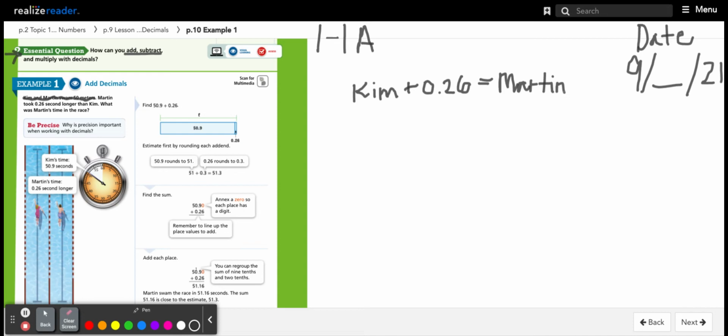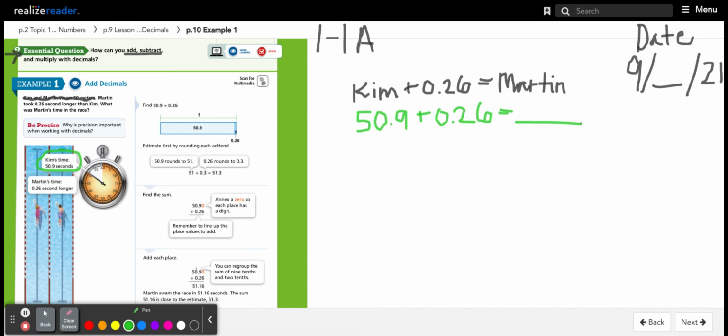So now we have to use the information from the picture to fill in Kim's time or Martin's time. We have to see what information they gave us. Well, if we look in the picture, they told us Kim's time here. Kim's time is 50.9 seconds. So we'll have 50.9 seconds plus that 0.26 is going to equal Martin's time. So now we have an adding problem with decimals. We have to add these two numbers together and they have decimal points.